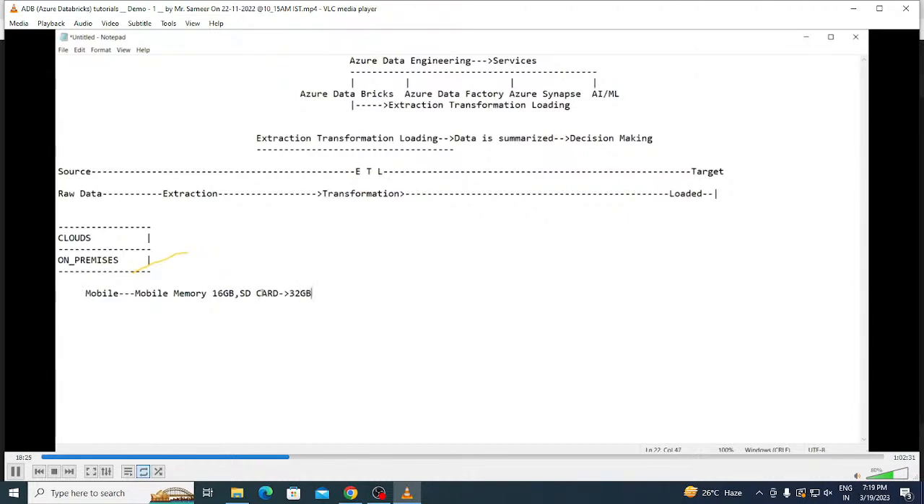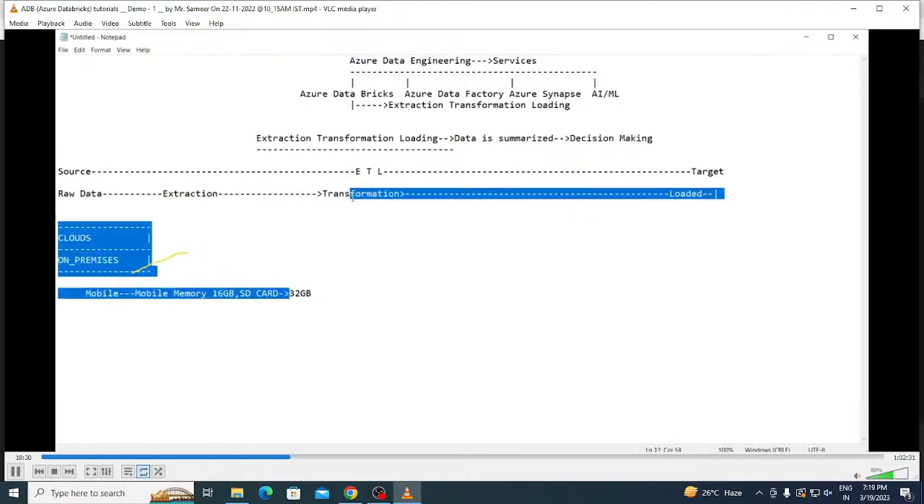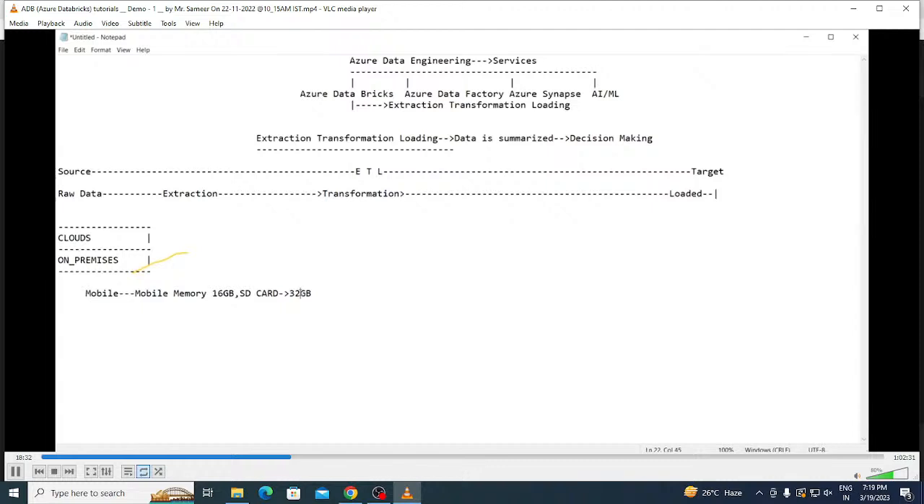For that, what we do is buy an external SD card and put it in your mobile phone, and from that point onwards, you can use this additional 32 GB of memory. So now tell me, totally what is the amount of memory you have in your mobile phone now? 32 plus 16, guys, tell me. 48 GB. Very good. So totally, you can store up to 48 GB now in your mobile phone along with the SD card.